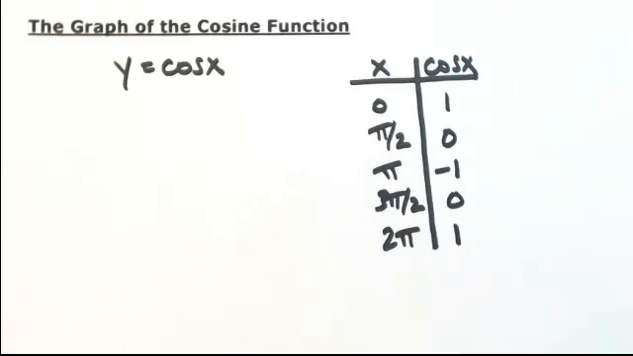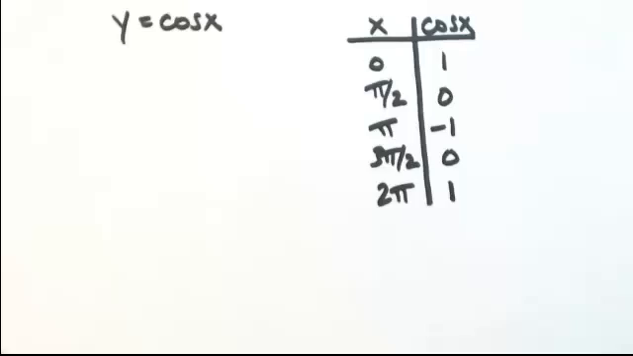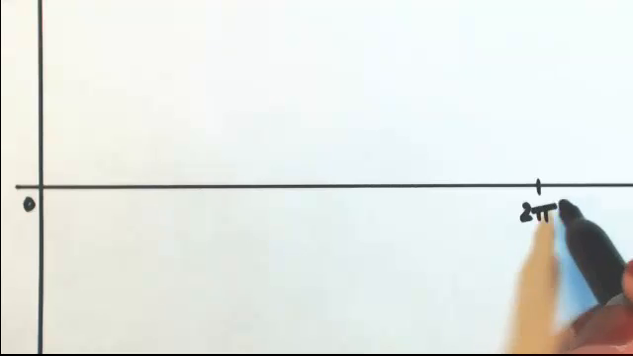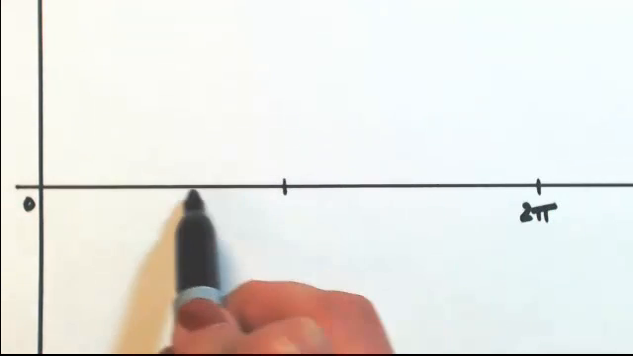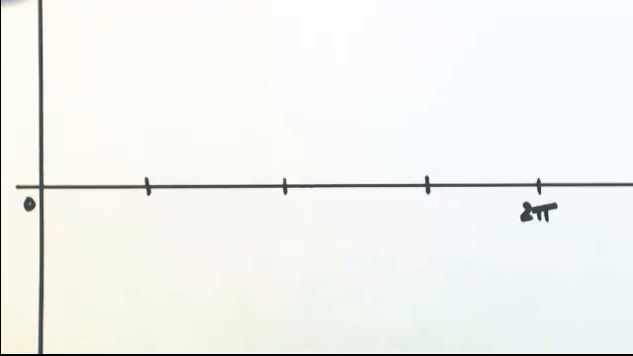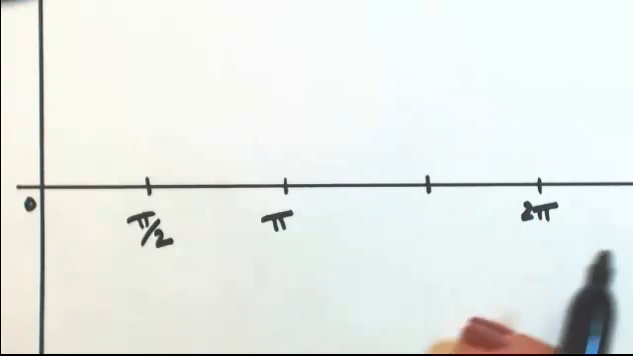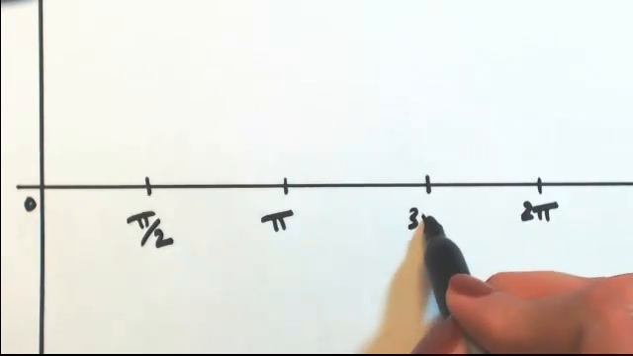Okay, so using these 5 points, let's see what the cosine function looks like. I'm going to start with my x-axis. And then since we're starting x at 0, I'll put the y-axis on the left side. So we started at 0 and then ended at 2 pi. Each of these is going to be a half, followed by a half and a half. So half of 2 pi is pi. Half of pi is pi over 2. Between pi and 2 pi would be 3 halves pi.